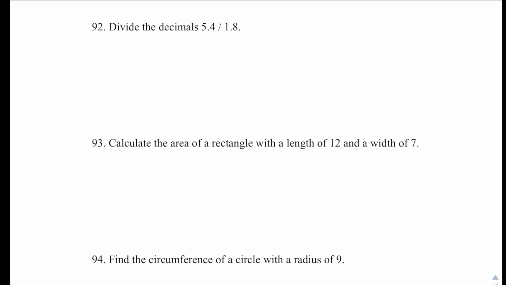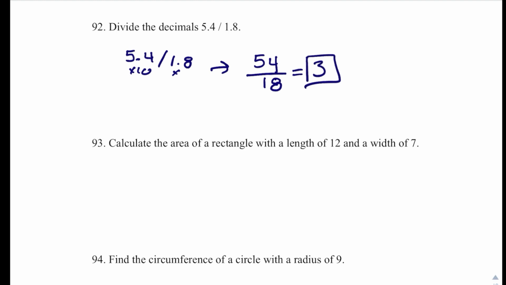And divide the decimals. 5.4 divided by 1.8. So you can plug this into your calculator, but if you were going to do this in your head, the best thing to do is to multiply both by 10 in order to make this easier to visualize. So if we did that, 5.4 divided by 1.8, and we multiply both by 10, it's going to become 54 over 18. And 18 goes into 54 3 times. So our answer is 3. But again, just plug it into your calculator.